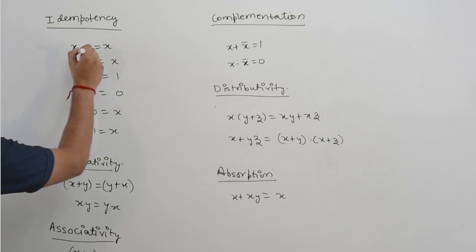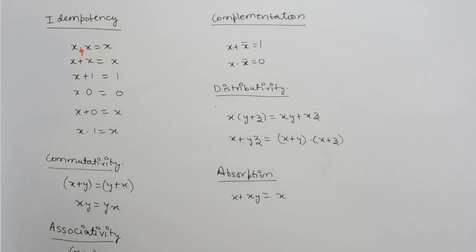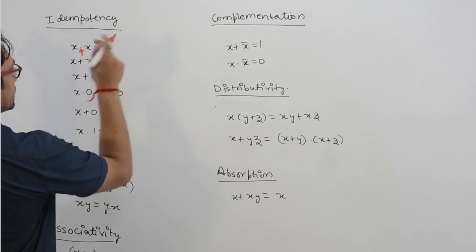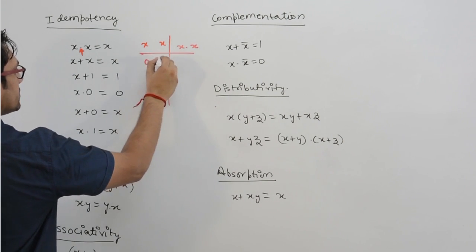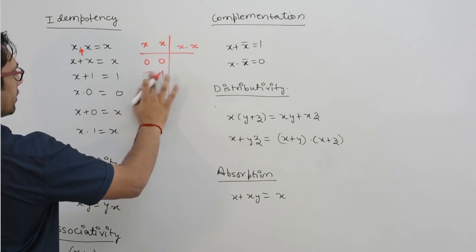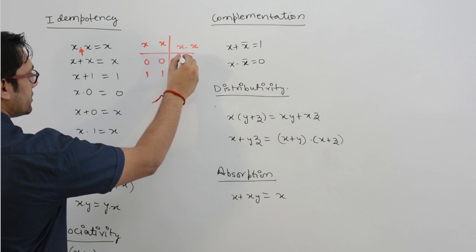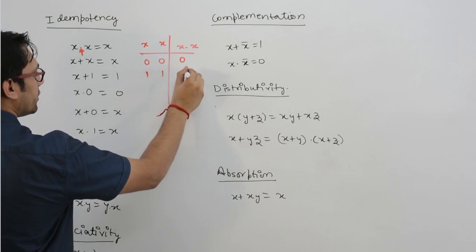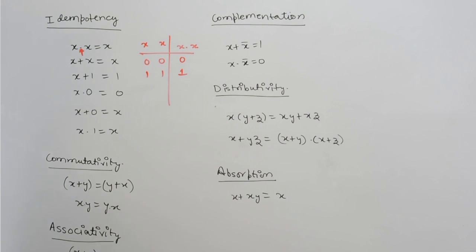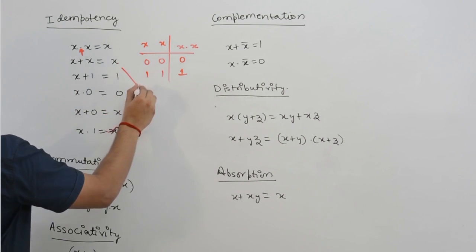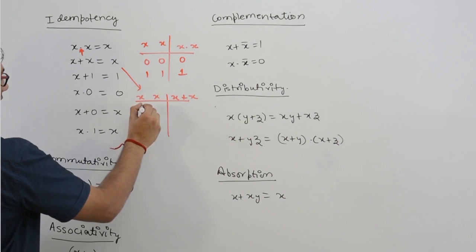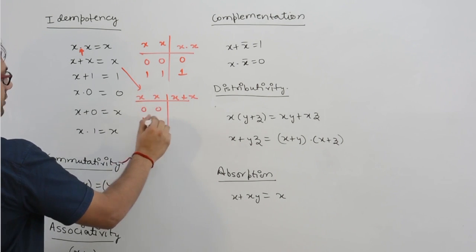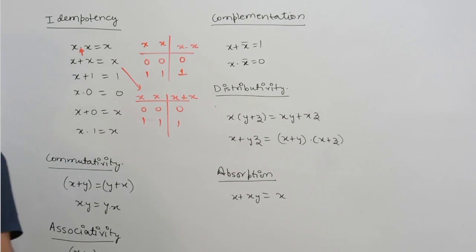The first one is x dot x. Dot is also called AND here. If we have x and another x and we do x dot x, their values can be 0 0 or 1 1. If we take 0 0, we get 0, and if we take 1 1, we get 1. Now x plus x means we are going to do OR. Their values can be 0 0 or 1 1, and then x plus x will be 0 and 1. So in both cases, the result is equal to x only.